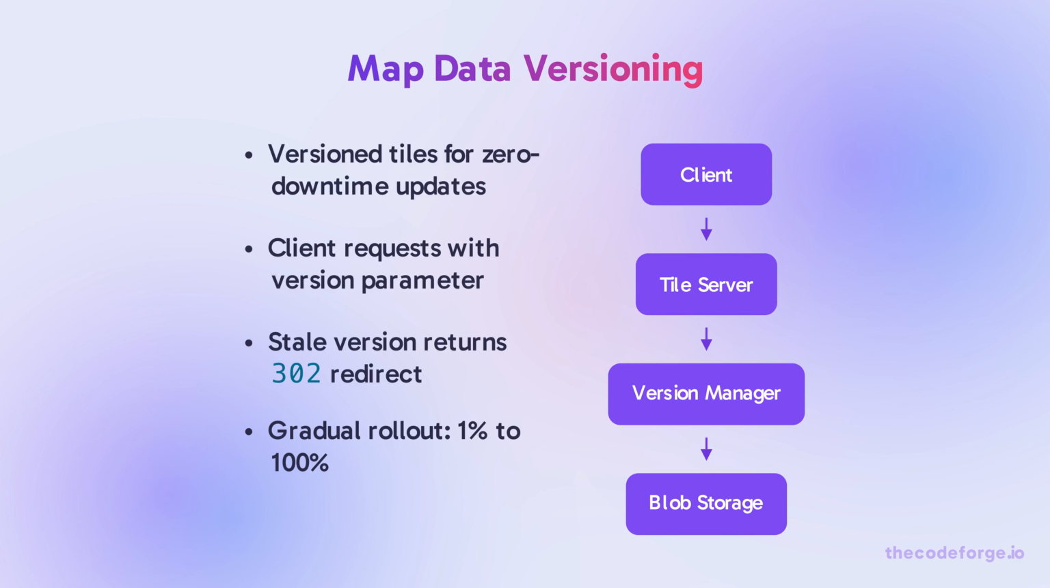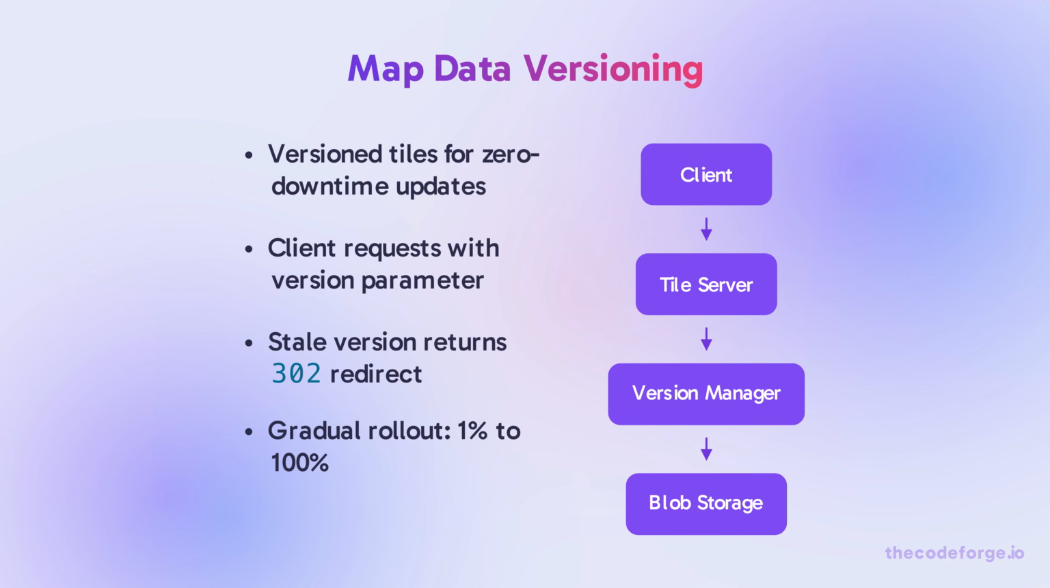Map data changes daily. Google uses a version tile system. Each tile has a version number. When new data is published, tiles are regenerated with a new version. The client requests tiles with a version parameter. If stale, the server returns a 302 redirect to the new version.